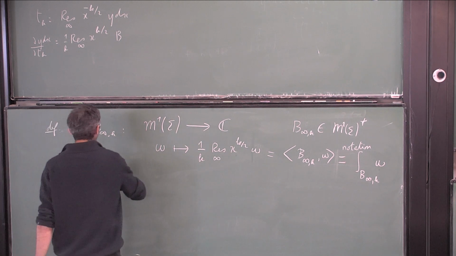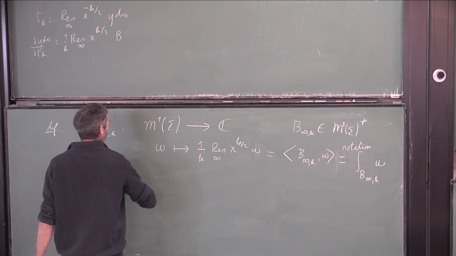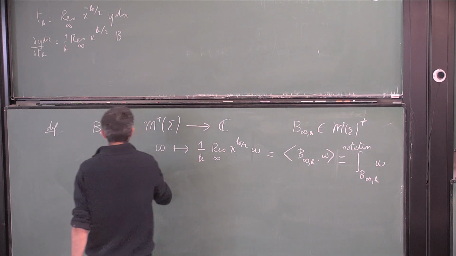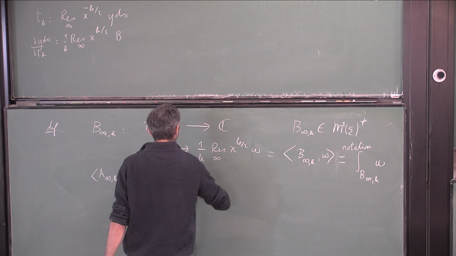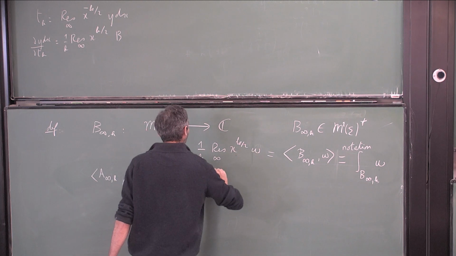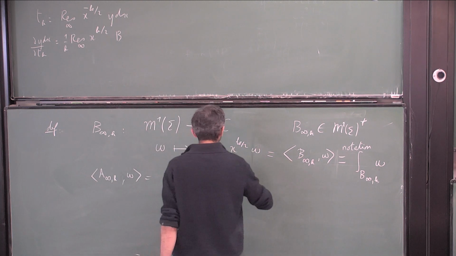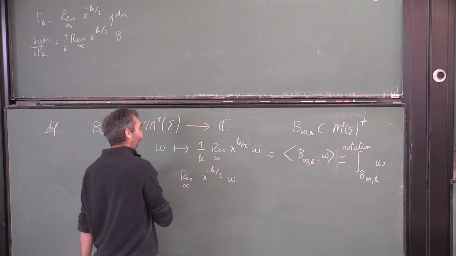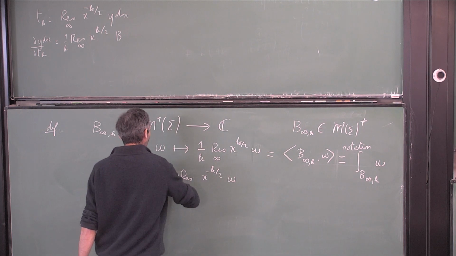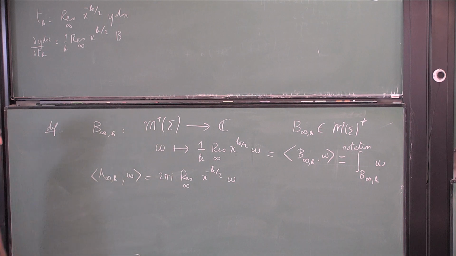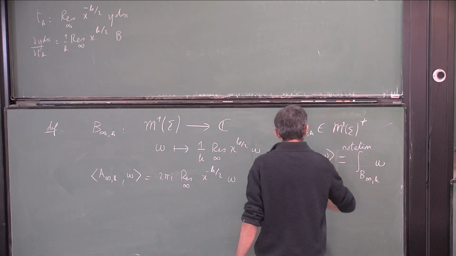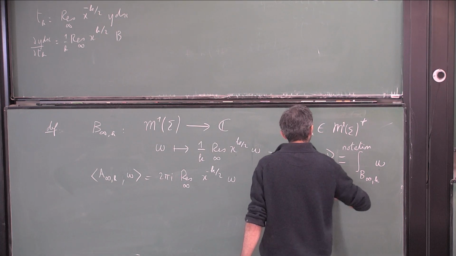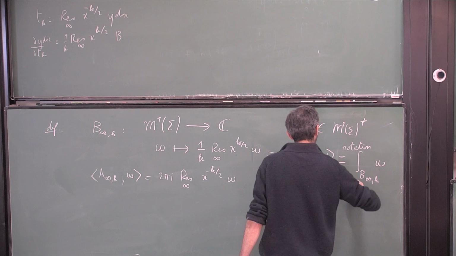I will also introduce A infinity k, whose pairing with a one form will be the residue at infinity of x to the power minus k over 2 omega. And I do not divide by k, but instead I multiply by 2 pi. Why not? So it's another example of this. A infinity k also belongs to M1 of sigma star.